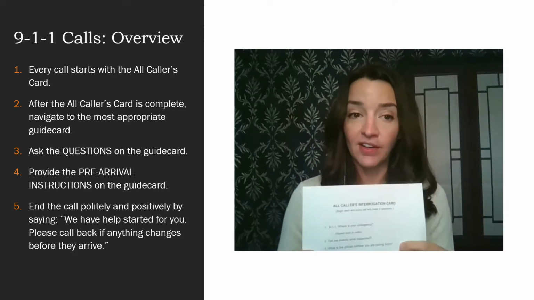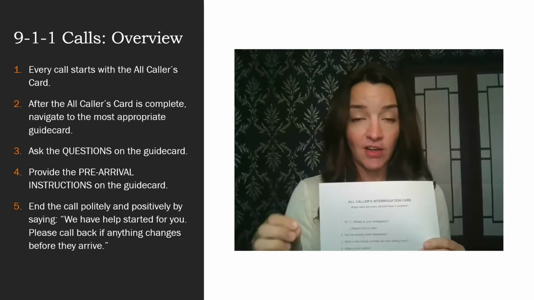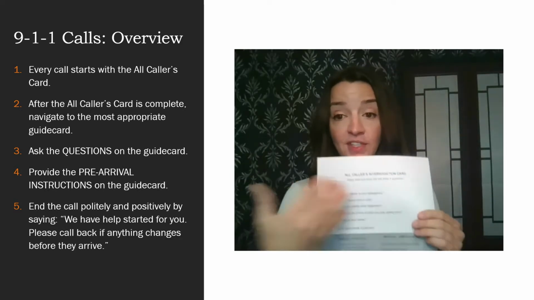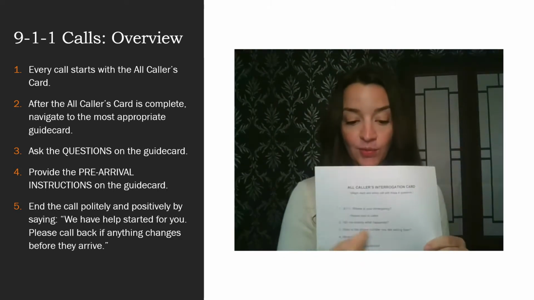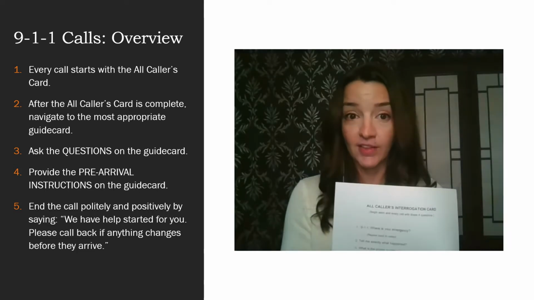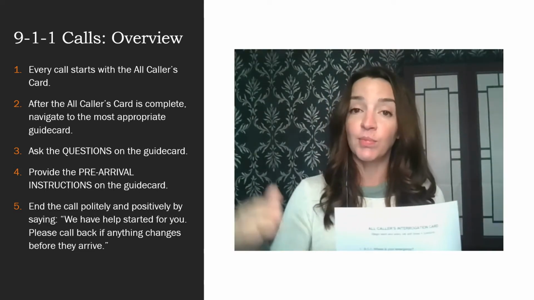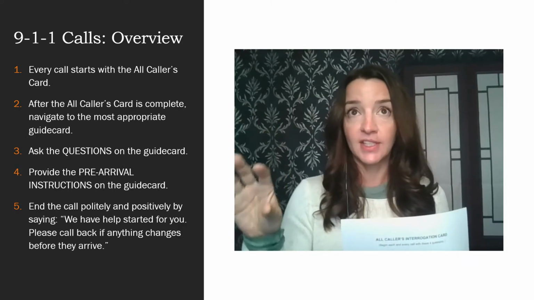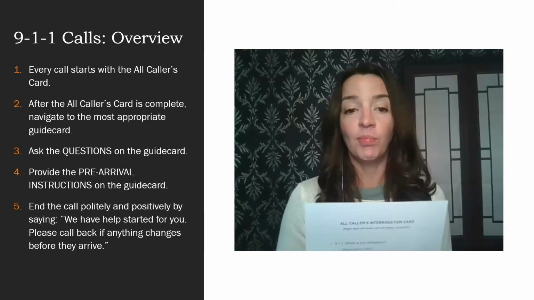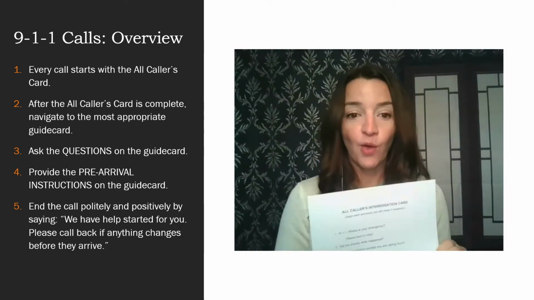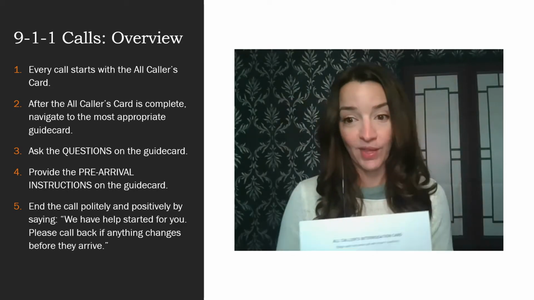And from there, you would go on to the specific guide card that relates to the problem that you've discovered by asking those all caller questions. So after you go through your All Callers card, then you flip to the right card that relates to the specific problem type or the nature of the call. And then you're going to process that call, the questions, the pre-arrival instructions on that card. And then you're going to end the call politely and positively by saying, we have help started for you. Please call back if anything changes before they arrive.